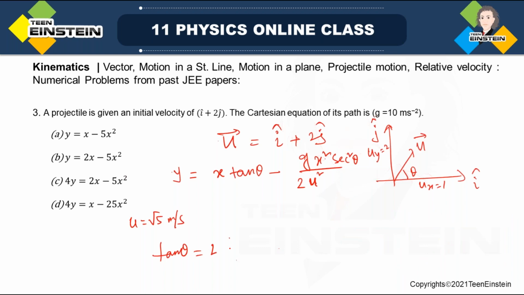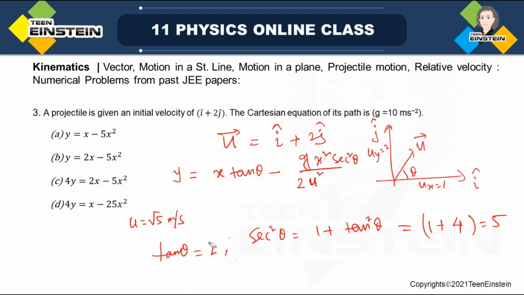So this is 2. Then what will be the sec square theta? Sec square theta will be 1 plus tan square theta. We have an identity: sec square theta minus tan square theta is equal to 1. So we get 1 plus tan square theta, where tan theta is 2, so tan square theta means 4. So this will give you 5. So sec square theta, here we are getting 5.